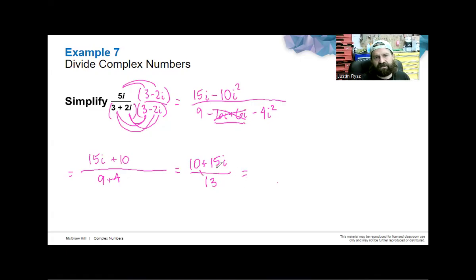And then the last thing you're going to do is divide both of those terms by the denominator 13, which we end up just getting fractions. So we get 10 over 13 plus 15 over 13i. And there's the answer.